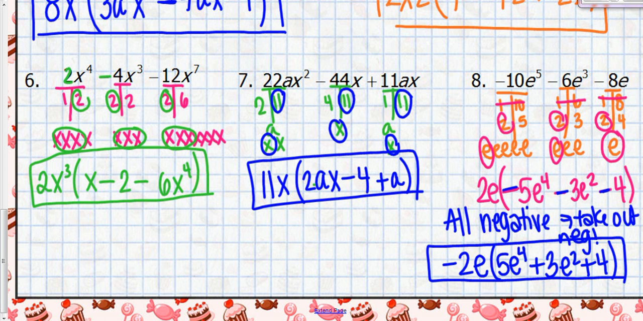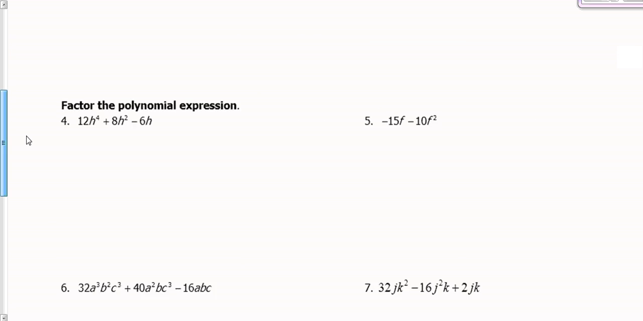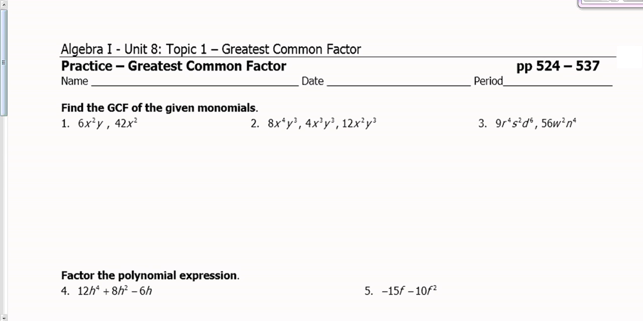Okay, so your homework assignment tonight is going to be number 1 through 9 on this page. Again, please read the instructions carefully. The first 3 are only asking you to find the GCF, whereas the next ones are actually factoring.